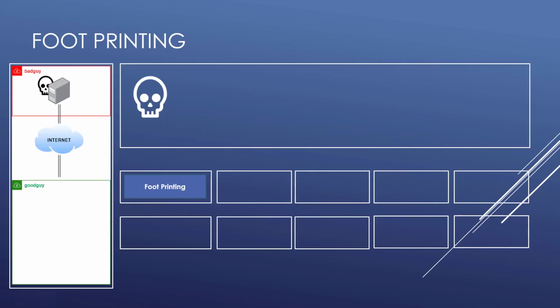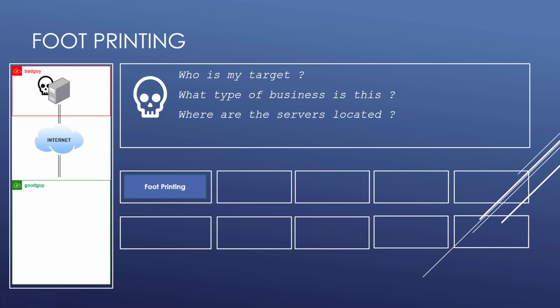It usually starts with footprinting. At this stage, the attacker doesn't know much about you, so they will basically browse and crawl the web to get more information. They will try to understand who's the target, what type of business are they running, where are the servers located, what region, what countries, and eventually what is the domain name of the company and what are the public IP addresses used by this company.